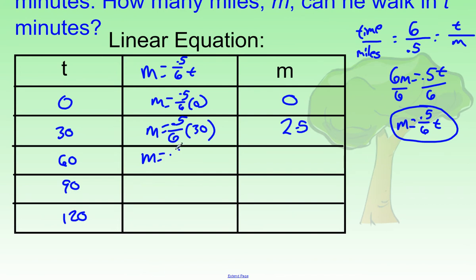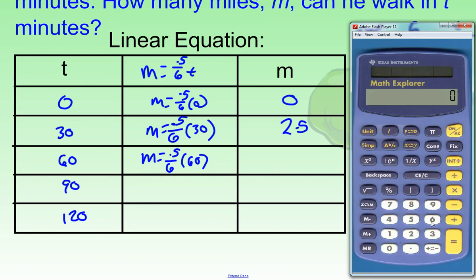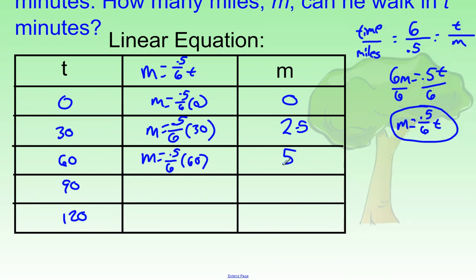M equals 0.5 over 6 times 60. My guess is it's just going to keep going up by 2.5, so I bet I'm going to get 5. 0.5 divided by 6 times 60 is 5. And since I went in a pattern this way, this will also be a pattern. So 7.5 and 10. 0.5 over 6 times 90. M equals 0.5 over 6 times 120. And there we go.